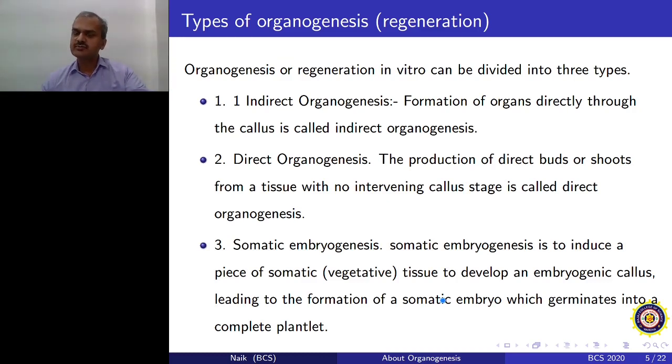In indirect somatic embryogenesis, the explant will first give rise to a nodular callus. A nodular callus will have an embryogenic potential, and therefore the nodular callus on a further media will form all types of embryoids, and these embryoids will again give rise to all those stages which I just said, and they will give rise to a complete plantlet.